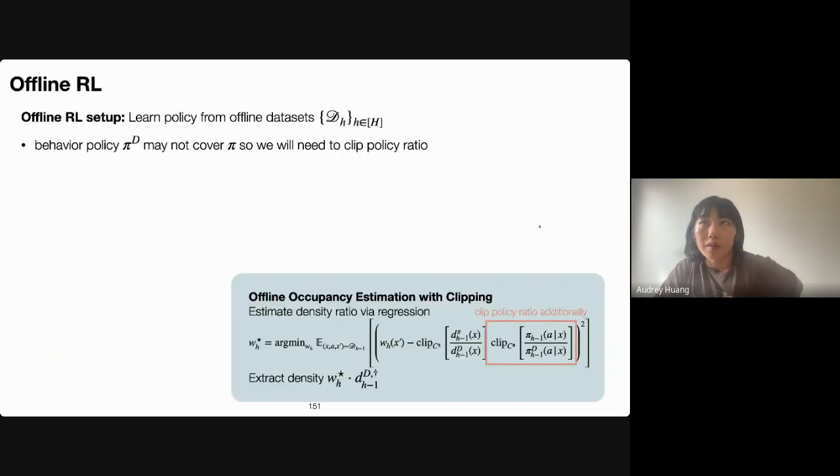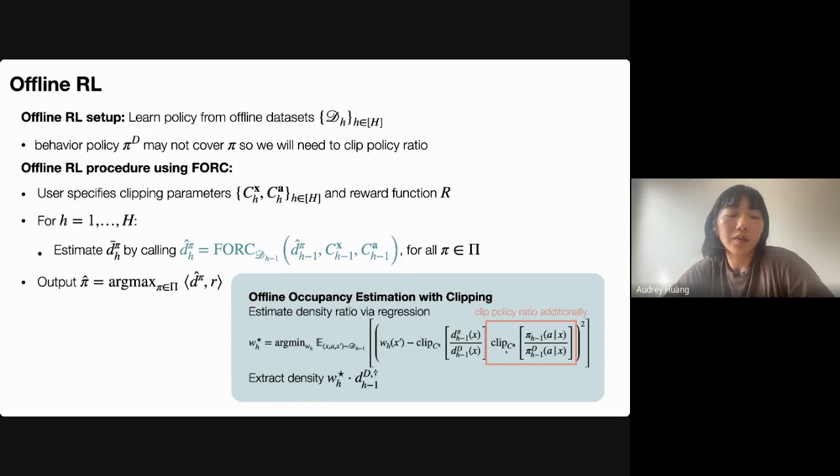So let me just describe the offline RL result quickly as well. So the offline RL setup is that we just want to learn a policy from offline data sets without any more interaction. And in this case, the behavior policy pi d may not cover pi, so we need to clip the policy ratio additionally. I'm showing the regression objective on the bottom here, and now there are two clipping constants. There's one denoted Cx for the density ratio and one denoted Ca for the policy ratio.